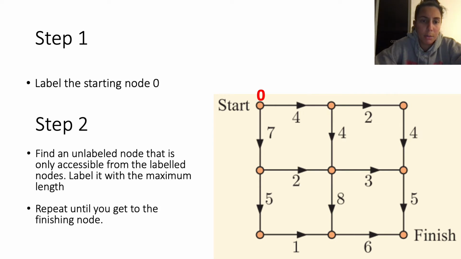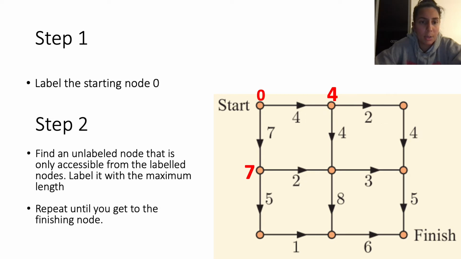So if I'm looking here, I can see that this node and this node here are the only ones that come off of our starting node. So these are the ones that I'm going to label. So this one here will become 7 because 0 plus 7 is 7. And here 0 plus 4 is equal to 4.